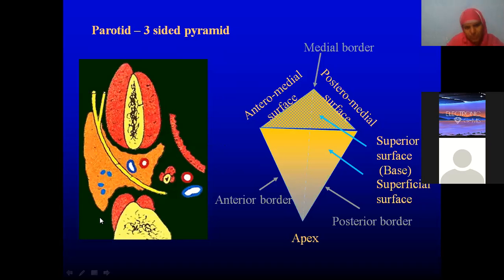Now when you look at this picture, this also will help you to understand the three-dimensional relationship. You see here, what are the various structures we are finding? What is the nerve which is piercing the parotid gland? Facial nerve. Very good. What are the blood vessels which you see inside? External carotid artery and internal jugular, and the retromandibular vein. What is this structure? Pharynx. This is actually a textbook picture only.